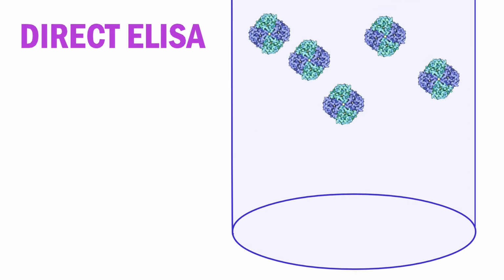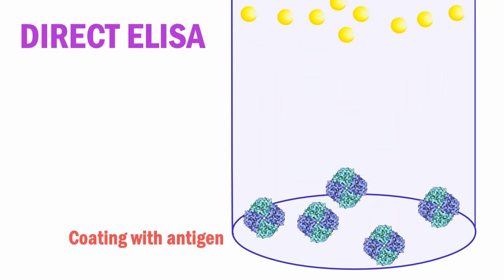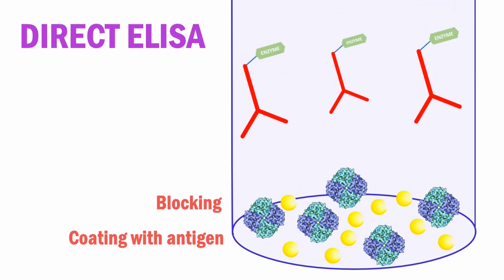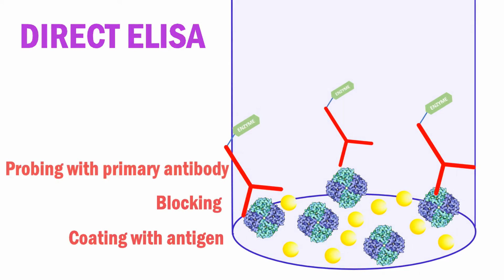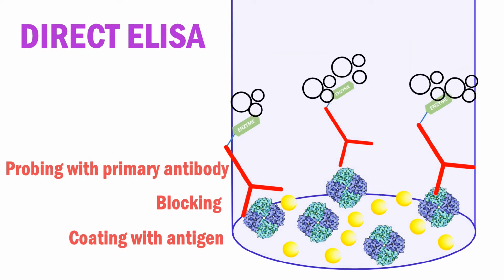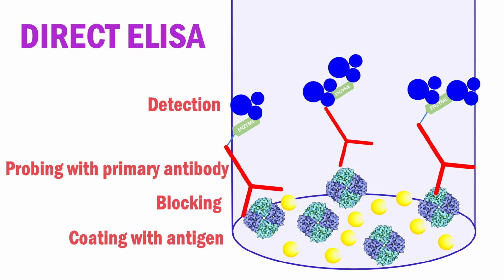Direct ELISA. In a direct ELISA, an antigen or sample is immobilized directly on the plate and an enzyme-conjugated detection antibody binds to the target antigen. Substrate is then added, producing a signal that is proportional to the amount of analyte in the sample. Since only one antibody is used in a direct ELISA, they are less specific than a sandwich ELISA.